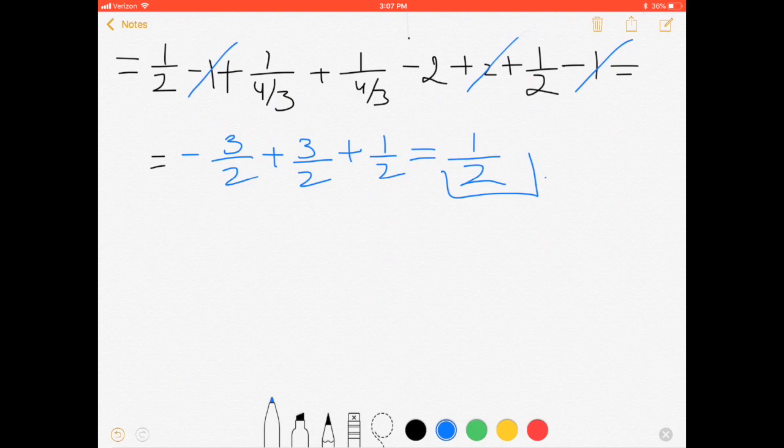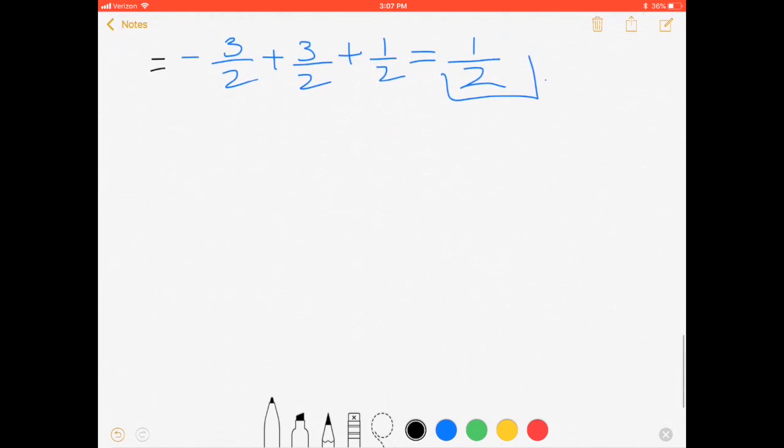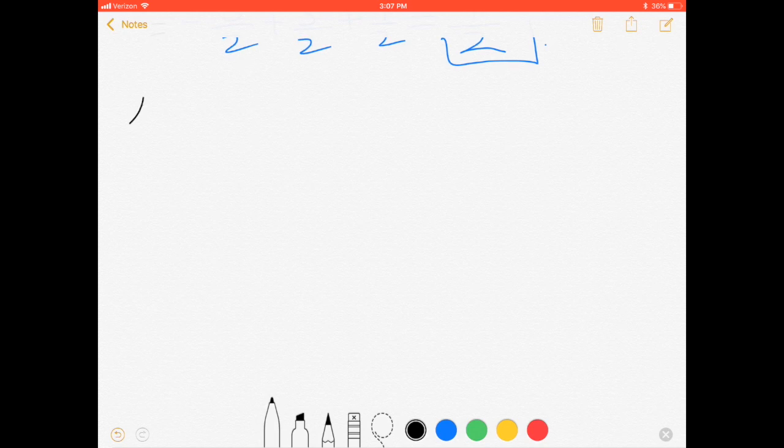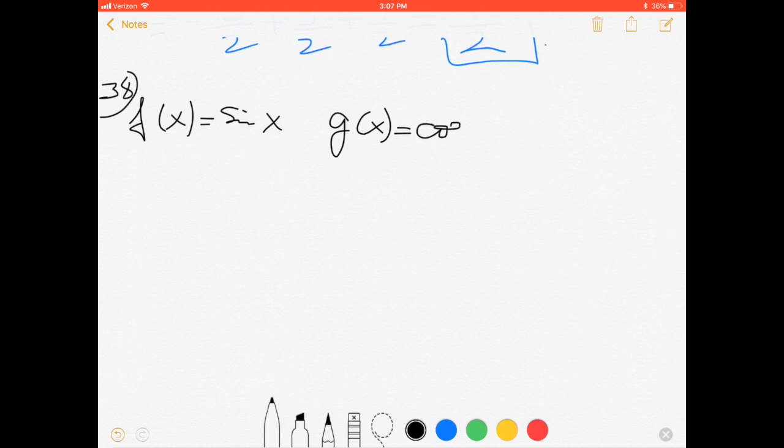Doing one more example. This is question number 38. We have two functions. One is sine x. The second one is cosine 2x. You need to find the area between these two curves. But here x is changing between negative pi over 2 and pi over 6.